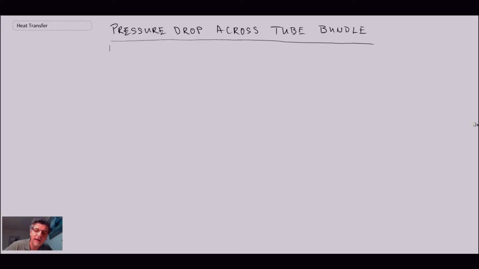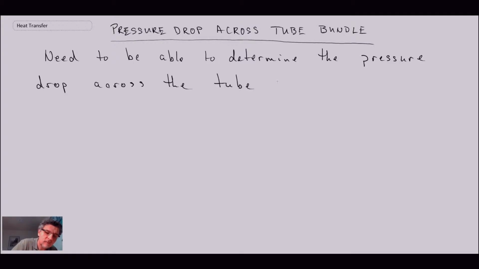Now, when you're looking at that clip, what you'll notice is that we had, first of all, the fans on the bottom with AC motors, and consequently there's a coupling between the pressure drop and the performance of the fan. And that's why it's quite important for us to be able to estimate the pressure drop across a tube bundle. Quite often the pressure drop is written as delta P.